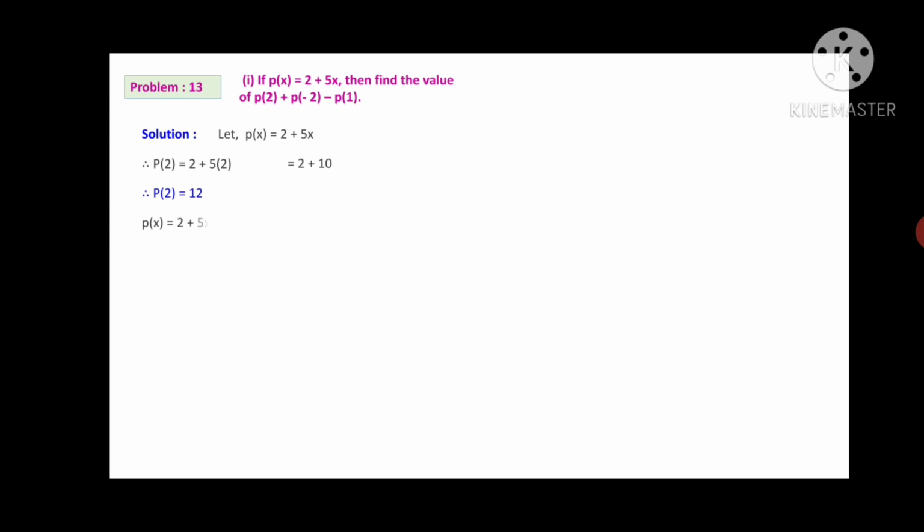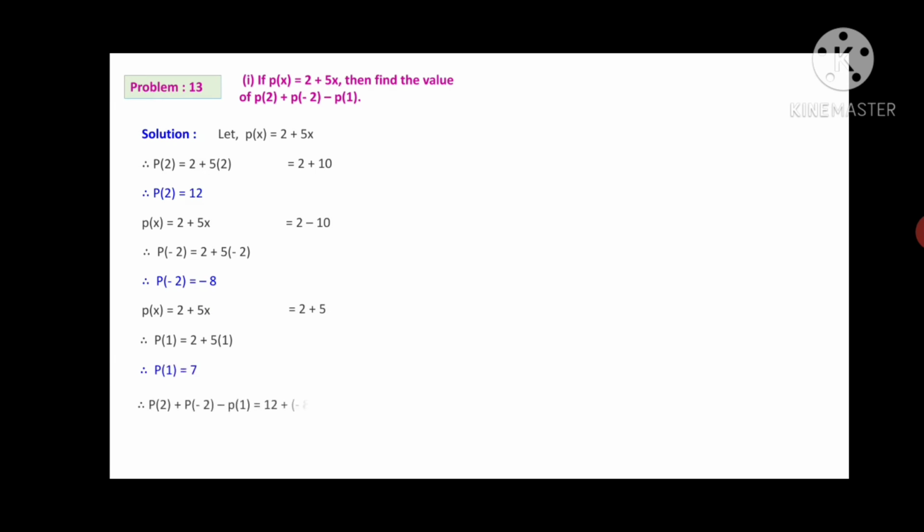Friends, p of x is equal to 2 plus 5x, it is given. Now, p of minus 2 is equal to 2 plus 5 into minus 2. So, it would be 2 minus 10. Therefore, we will get p of minus 2 is equal to minus 8. Secondly, p of x is equal to 2 plus 5x, it is given. Therefore, we can write that p of 1 is equal to 2 plus 5 into 1. Therefore, it will be 2 plus 5. That will be p of 1 is equal to 7.